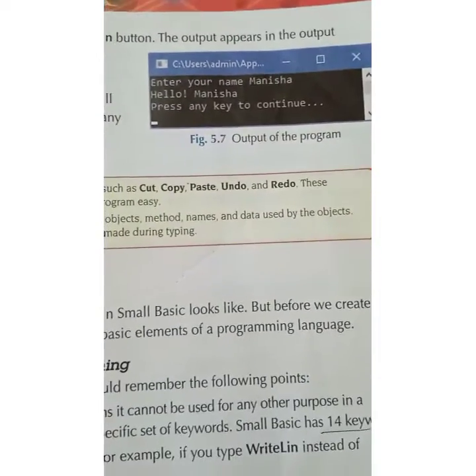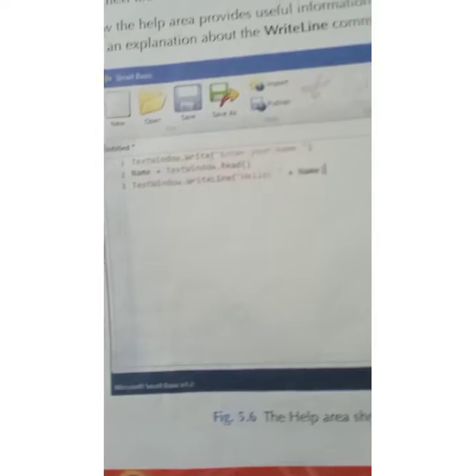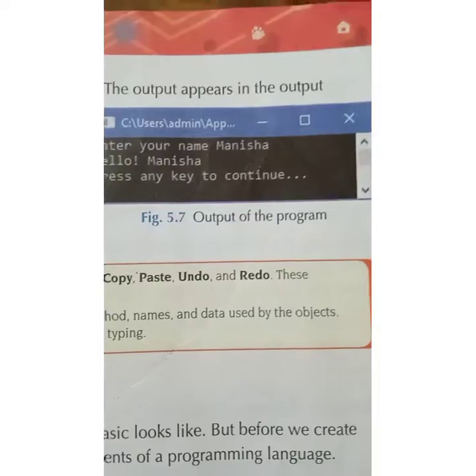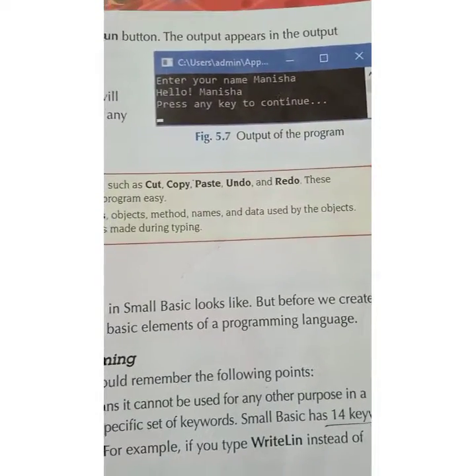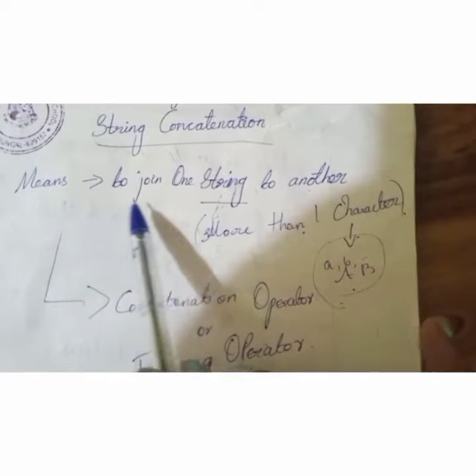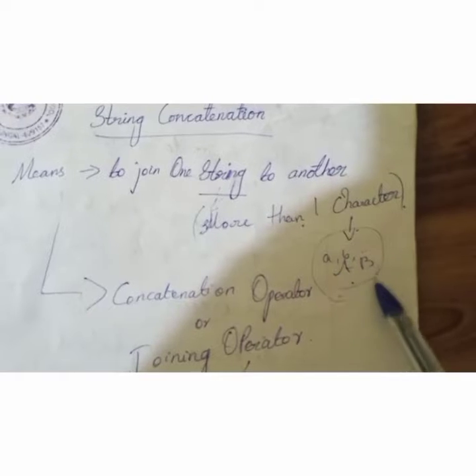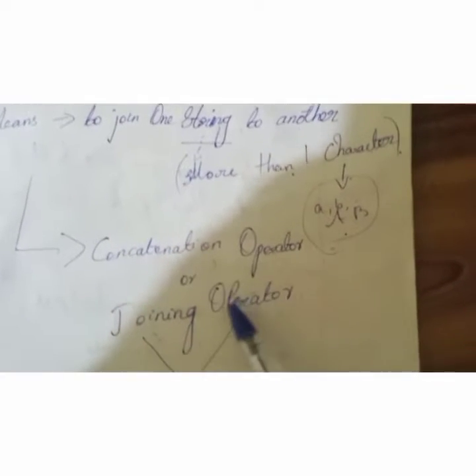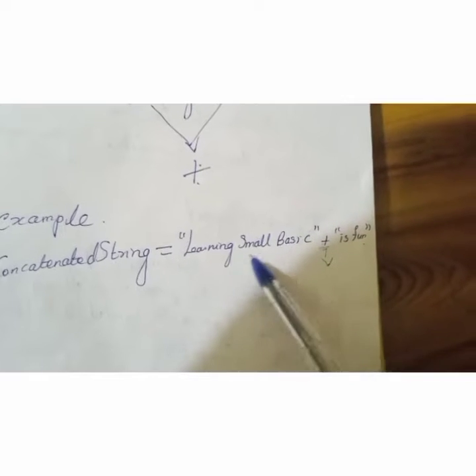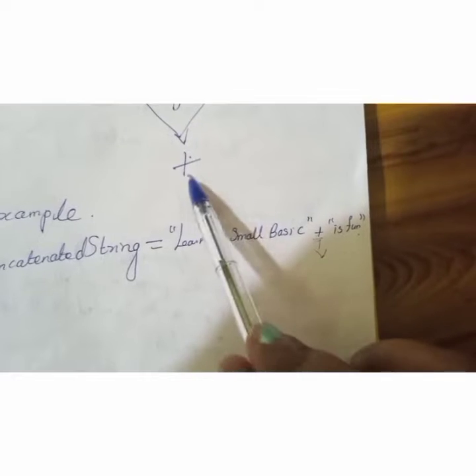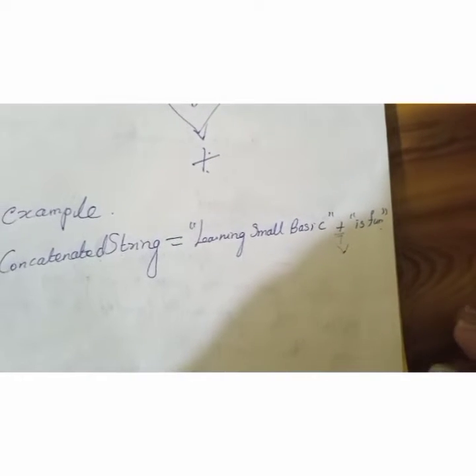In this program we have used TextWindow.Write, Read, and WriteLine. So I'm going to explain the meaning of each and every line now. String concatenation is used to join one string to another. What do you mean by string? It is a set of characters. Here we are using the plus symbol. Here, concatenate string is equal to "Learning Small Basic" plus " is fun". This plus is a joining operator, used to join these two sentences. We can use more than two joining operators.